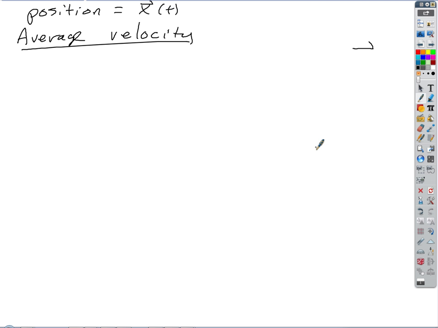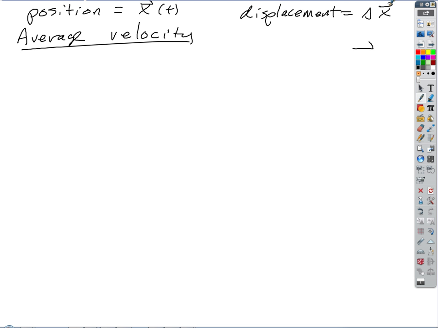Everybody get it? Okay, so we'll add something here. Position is x. We'll say displacement equals delta x. What does delta mean in math? Change in. Delta literally just means change in. Every time you see a delta, it means change in whatever follows it. So change in x. Okay.